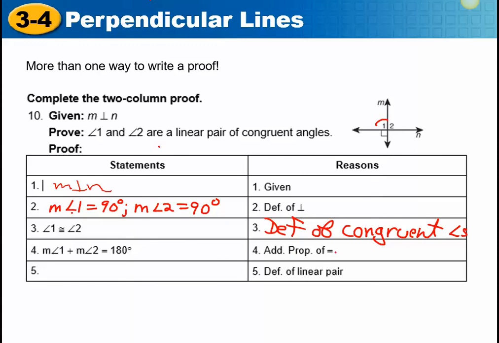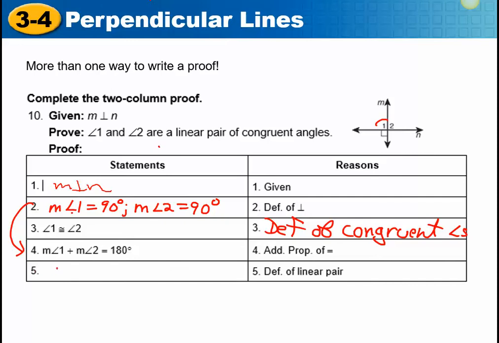Then we can use the addition property of equality to say that the measure of angle 1 plus the measure of angle 2 is equal to 180 degrees. I just added them together. And then finally, the definition of linear pair says that if you have supplementary angles, then they are a linear pair. And that's what we have here.